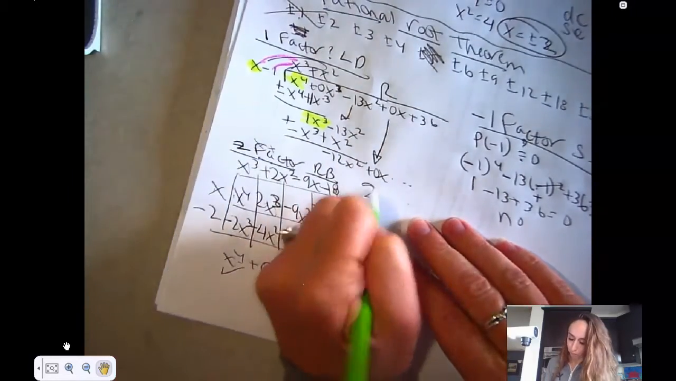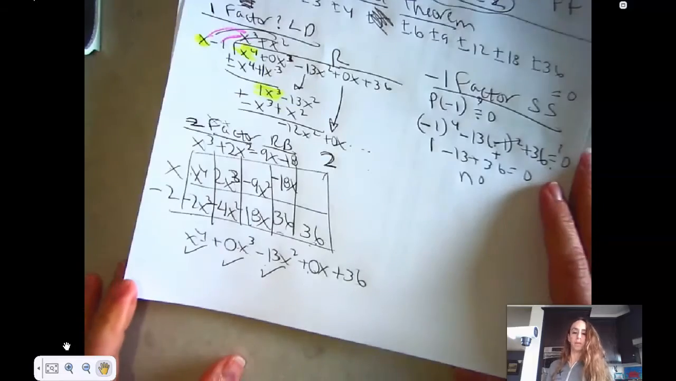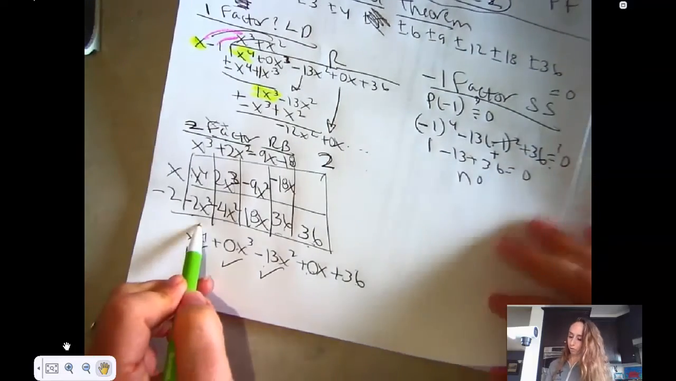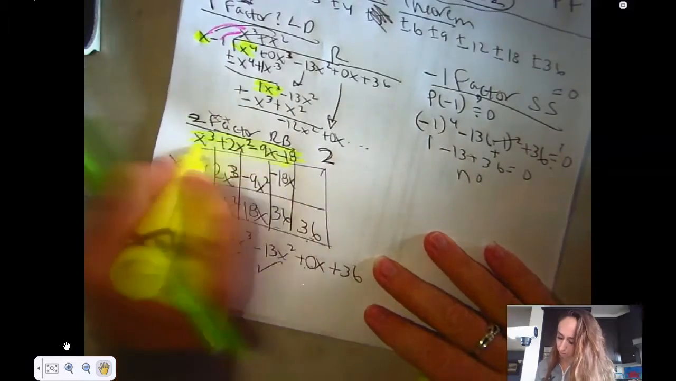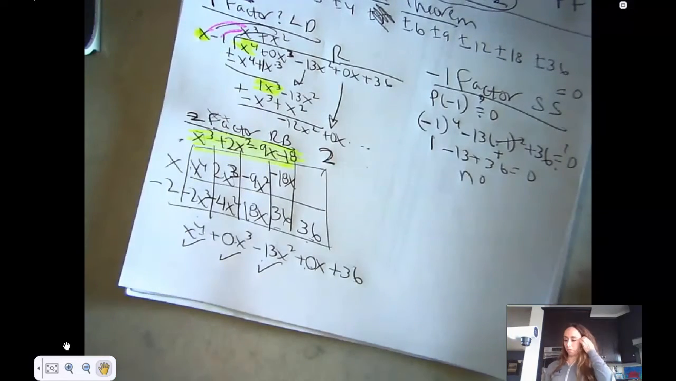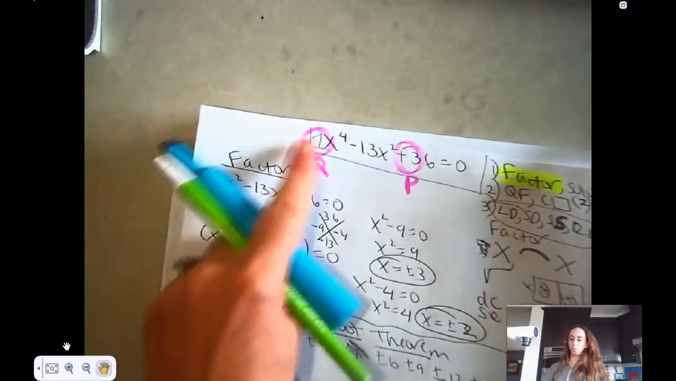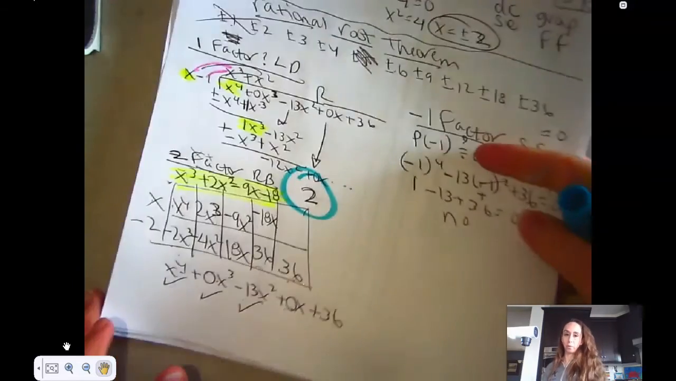So I know one of the factors is 2. So now that I know that one of the factors is 2, I'm going to take this new thing and I'm going to try a different factor. So one of the factors is 2. There's a total of 4 factors. I still got 3 more to find.